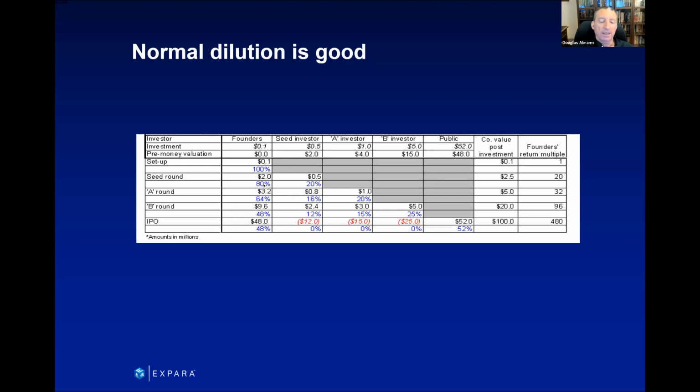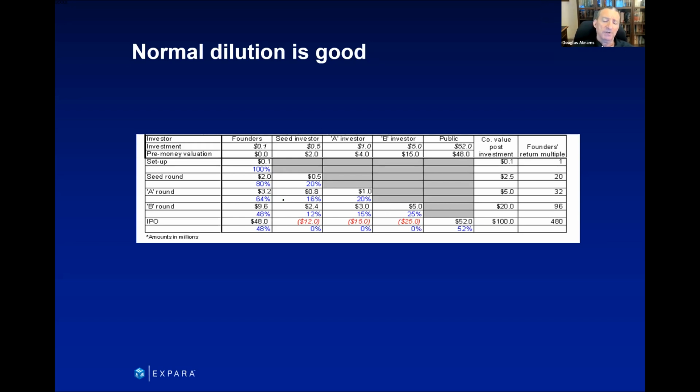In the next round, the Series A investor comes in, they invest 1 million at a 4 million pre-money, which is 5 million post-money. This gives the A investor 20%. Now this dilutes both the Series seed investor and the founders. So the Series seed investor who previously had 20% now gives up 4% because why?